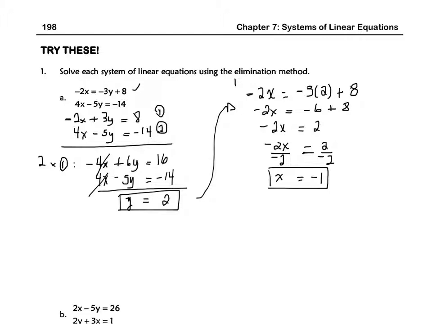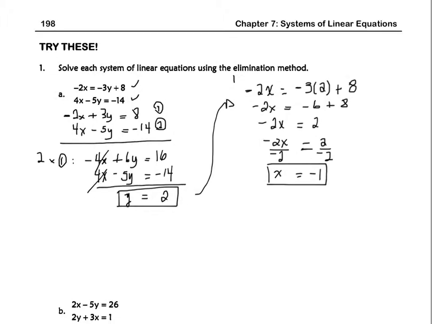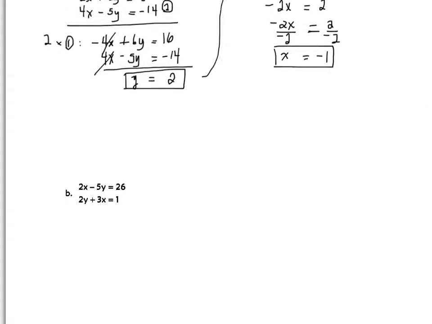And the second equation, 4 times 2 is 8. 4 times negative 1 is negative 4. Minus 5 times 2 is negative 10. So negative 4 minus 10 is negative 14. So it works in the second equation. So we know we have the correct solution. x is negative 1 and y is 2 because it works in both equations.